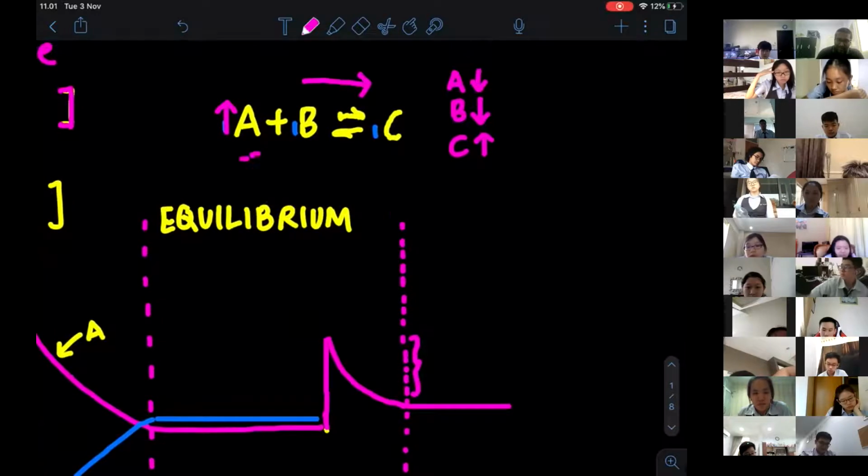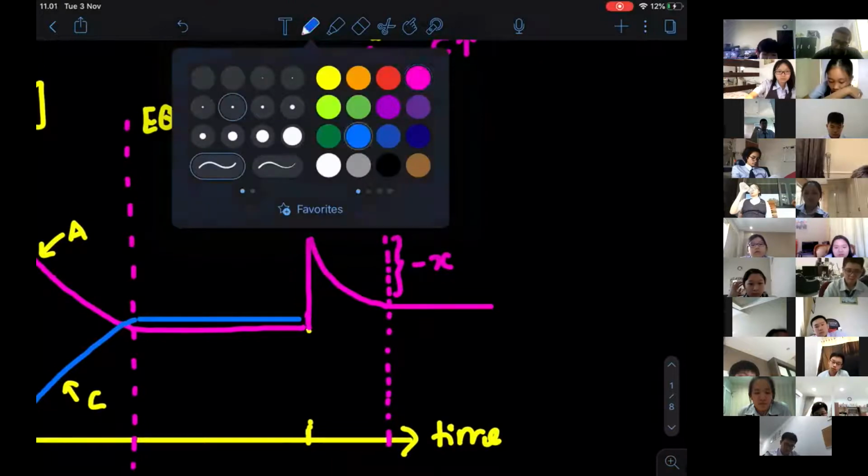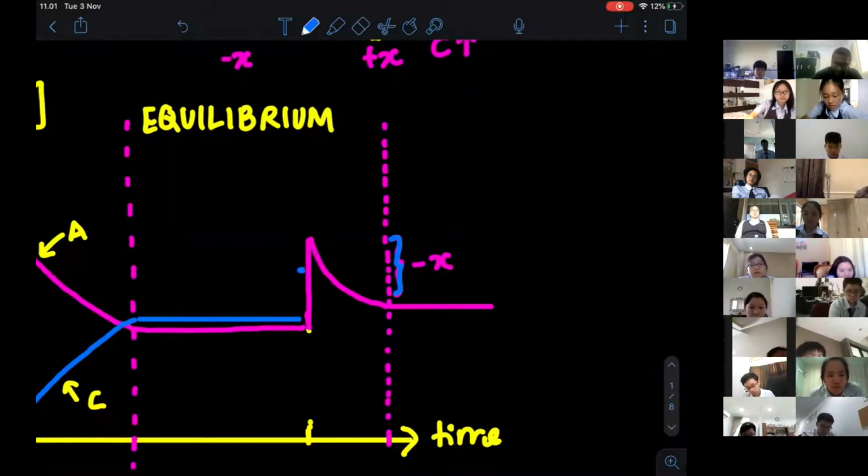Every 1 mole change will give you 1 mole change over here. Every minus X, you will gain X. So this is going to be minus X. The blue line will actually gain roughly the same length from here to here. So roughly 1 cm, or you want it to be slightly higher. This is going to be from here to here. Basically this length and this length are the same.